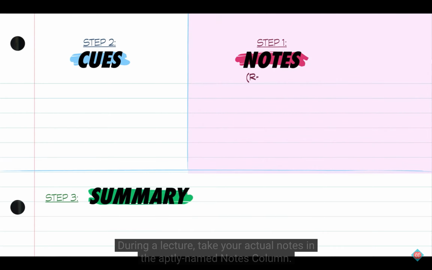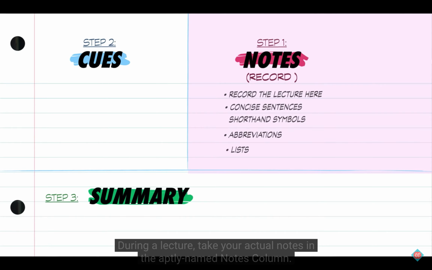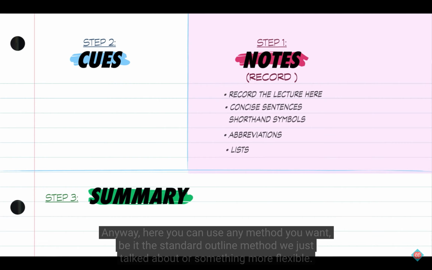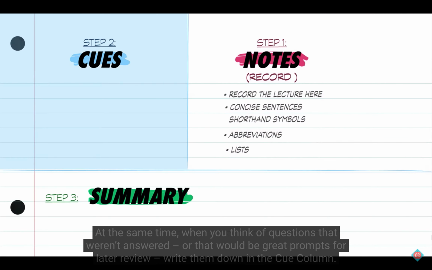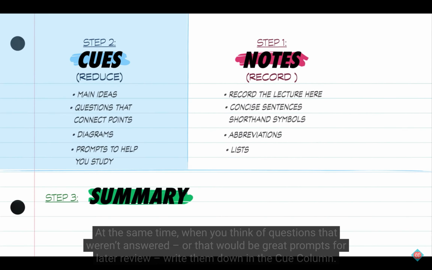During a lecture, take your actual notes in the aptly named notes column. Yeah, you'll learn that there's not a whole lot of misdirection when it comes to study skills. Anyway, here you can use any method you want, be it the standard outline method that we just talked about, or something more flexible. At the same time, when you think of questions that weren't answered in the lecture, or that would be great prompts for later review, write them down in the Q column.